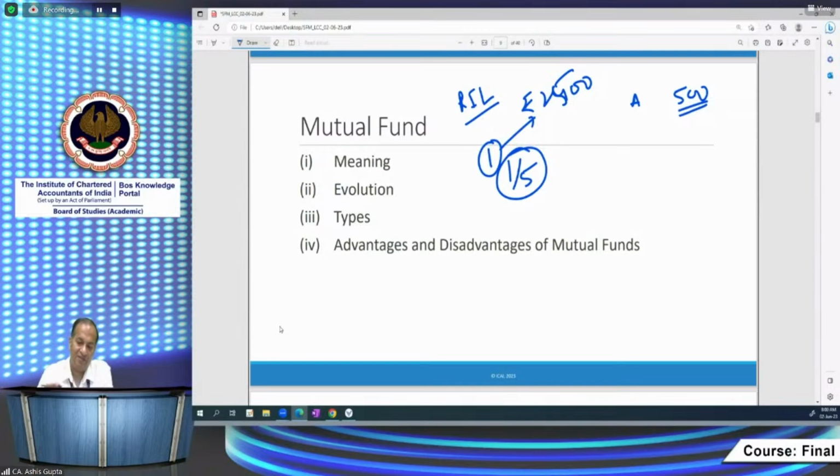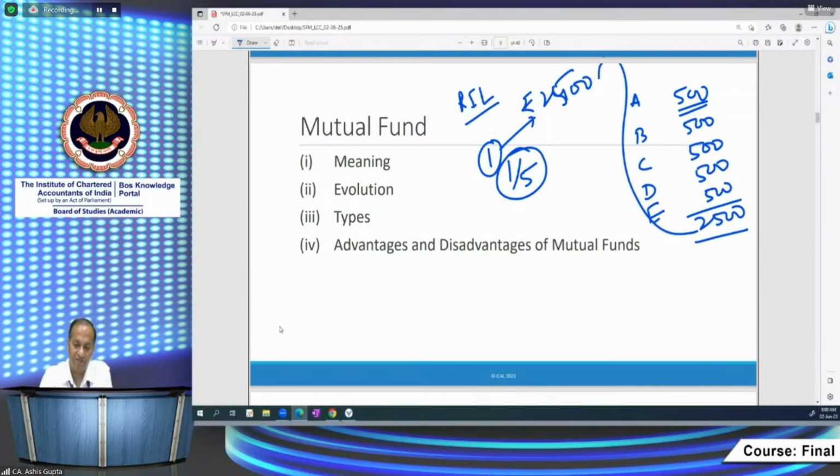Similar to A, there may be B, C, D and E, all having 500. So what they do is pool their money and buy one share of Reliance. Once they buy the share, they issue 1 unit to each. The value of 1 unit, that is called net asset value, is equal to 500 rupees.